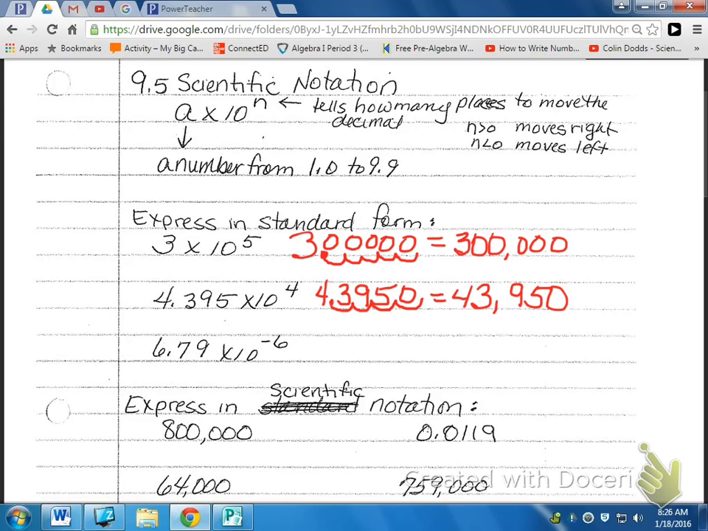6.79 times 10 to the negative 6. So what's different here, Shane? You're going to be moving the decimal place to the left. Move the decimal place to the left. So I'm going to leave it right here where it is, and I'm going to move it 6 places left. There's 1 to get around that 6, but then I got to go 2, 3, 4, 5. The decimal goes right here.